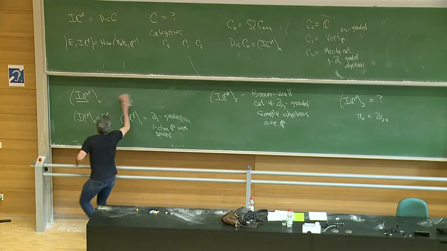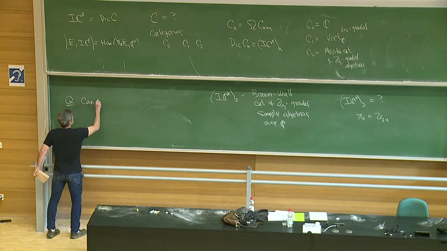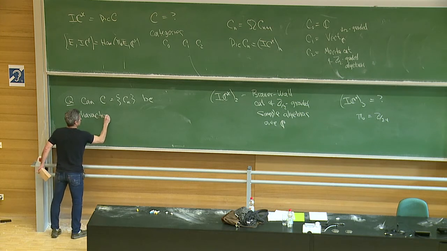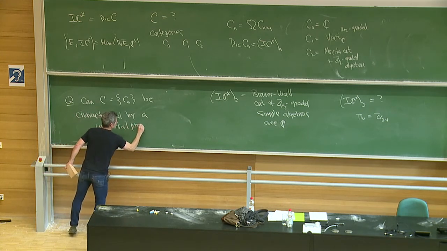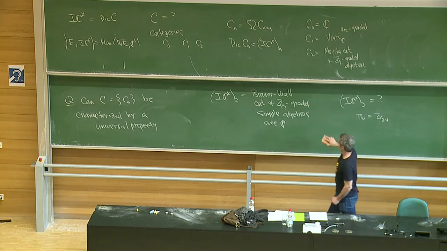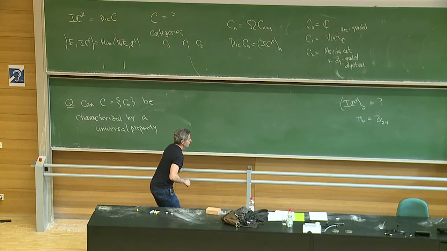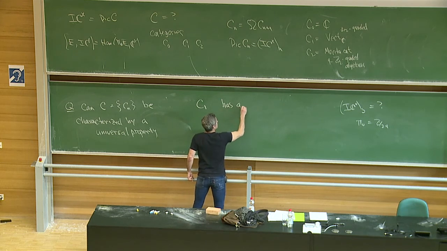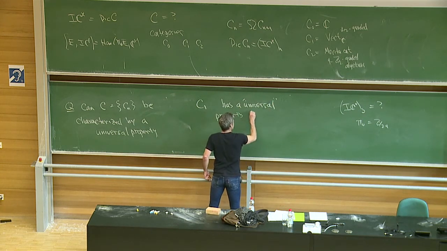So for instance, the question is, can C, which is this collection of CNs, be characterized by a universal property? And that makes you think, well, maybe we should go back and look at the C's that we understand and ask, do those have a universal property? And the answer is sort of yes. Yes, we don't know, right? So C1, that has a universal property. And I'm going to put it like this, and that's due to Deligne.